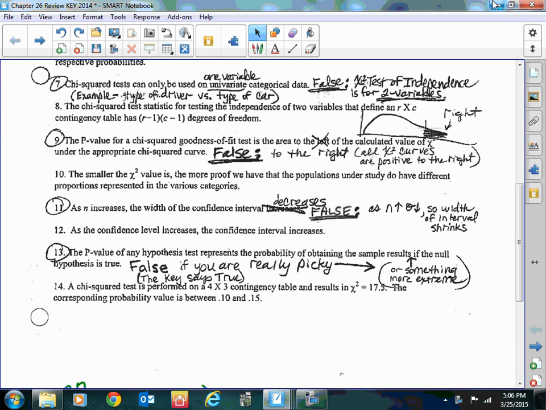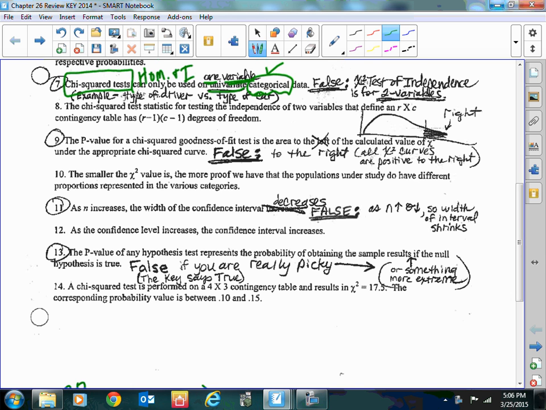Okay, chapter 26 review. Start with number 7. The chi-square test can only be used on one univariate. Univariate means one variable, categorical data. Now, this chi-square test is your chi-square test of homogeneity and independence, and those have two variables. It's the goodness of fit test that has one variable. So this is a false problem.